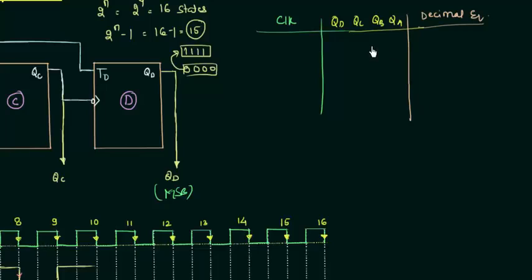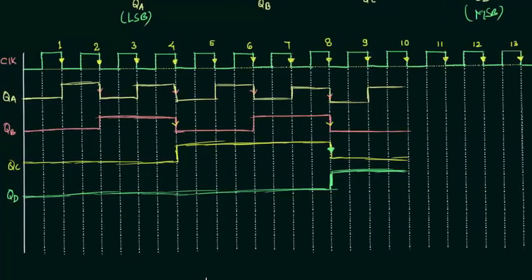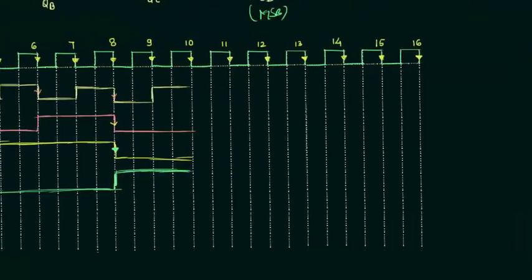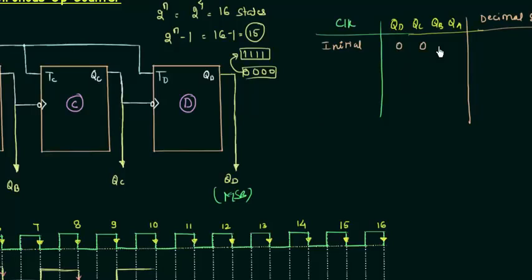We will find out these bits before the first falling edge arrives, and I will call that duration the initial duration, and we will see from this timing diagram what are the values of QA, QB, QC, and QD. This is my first falling edge, and before that you can see QA is 0, QB is also 0, QC is 0, and QD is 0. So all the 4 bits are 0. So I will write 0 0 0 0, and this is definitely 0 in decimal.